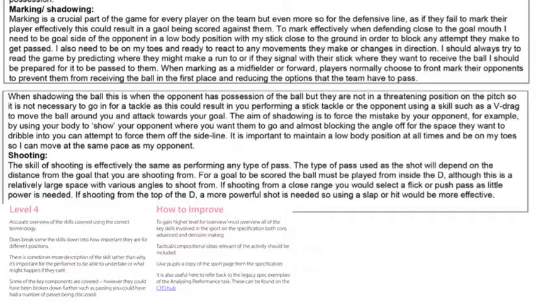We've then got marking and shooting. Then we've got level 4. So this is level 4. And we've got how to improve. So once again, please pause the PowerPoint, have a read through it, and you can actually see their perfect examples.